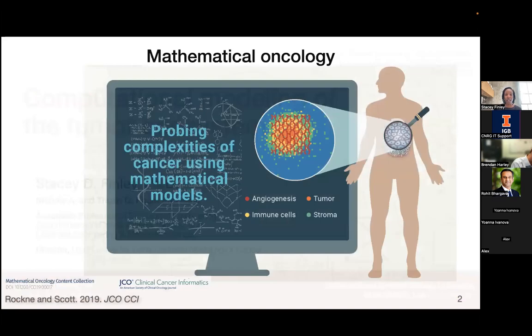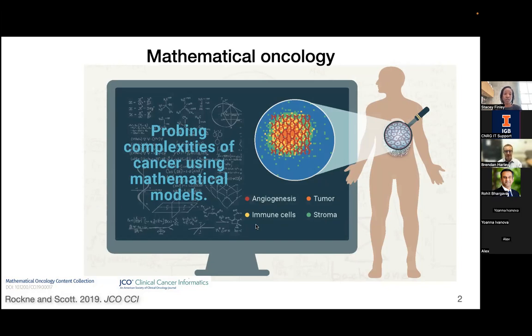What we're really looking at in my lab is more broadly situated in the field called mathematical oncology. Studying cancer with mathematical and computational tools is quite appropriate because of the complexity of cancer, because of the different processes that are involved, such as angiogenesis, the formation of new blood vessels, and the different cell types that are there, including tumor cells, but also immune cells and other stromal cells, and how all of these cell types and processes evolve and the dynamics of them changing over time.